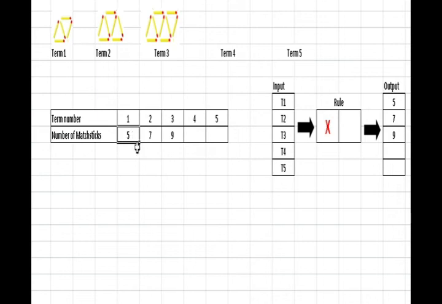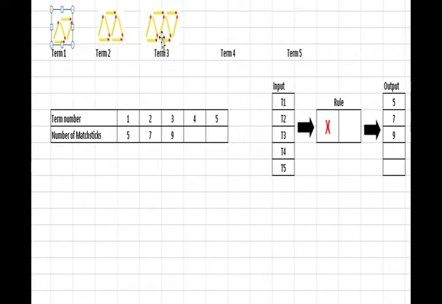Right, now we need to find a difference. What is the difference as we move from term 1 to term 2? Term 1 has 5. What is the difference from 5 matchsticks to 7 matchsticks? That's right, we have added 2 more matchsticks. So term 2 is a repetition of term 1, with an addition of 2 extra matchsticks.